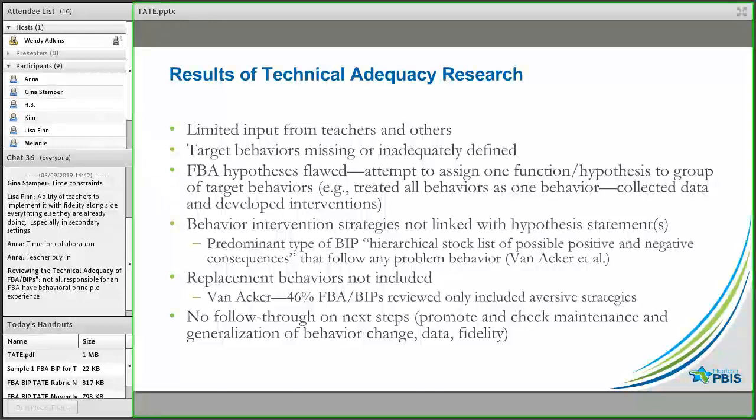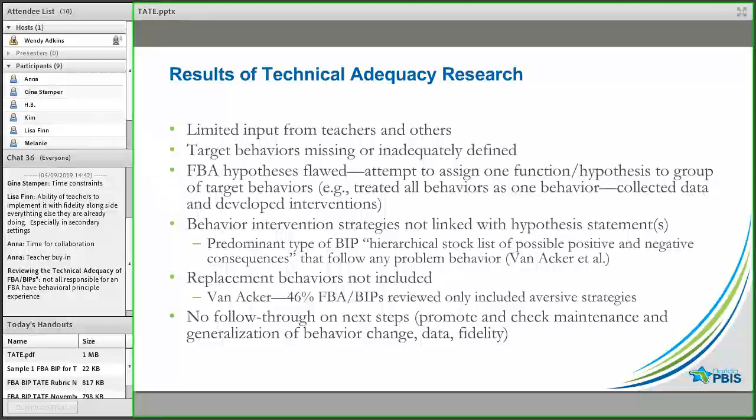The other thing is the behaviors that are the focus of the FBA. And then the behavior intervention plan. It's very important to identify precisely what is that behavior and be able to define it in both measurable and observable terms. What these 3 researchers found out is often the behaviors were missing, or if they were there, they were poorly defined.